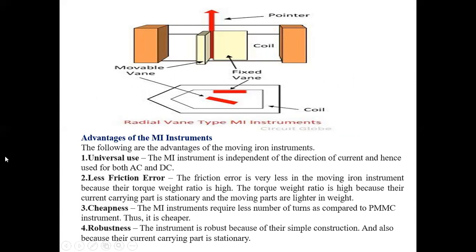The advantages of the moving iron instrument: it is used as a universal instrument, means it is used for both AC as well as DC current, and it is independent of the direction of the current. Less friction error: the friction error is very less in moving iron instruments because their torque to weight ratio is very high. The torque to weight ratio is high because their current carrying part is stationary and the moving parts are lighter in weight.